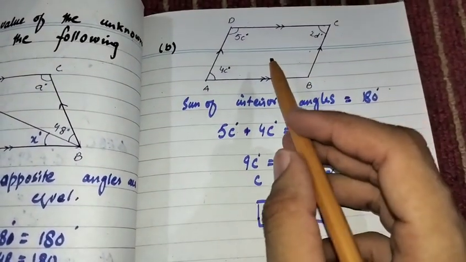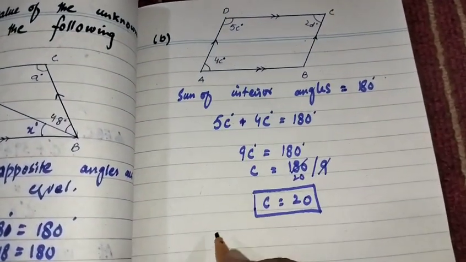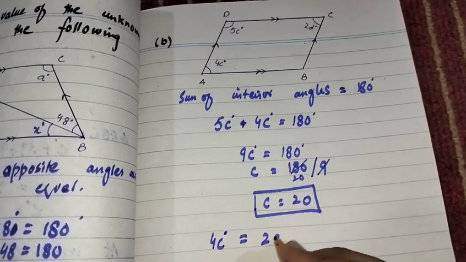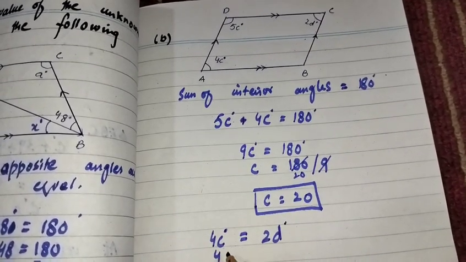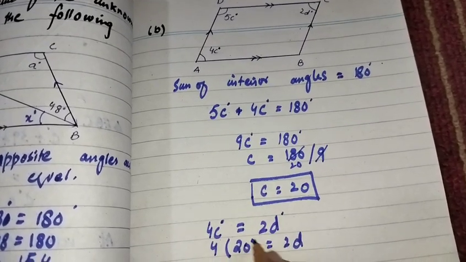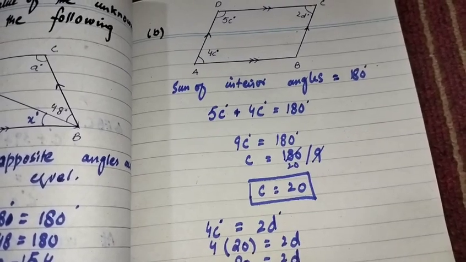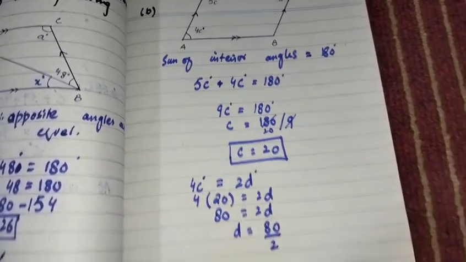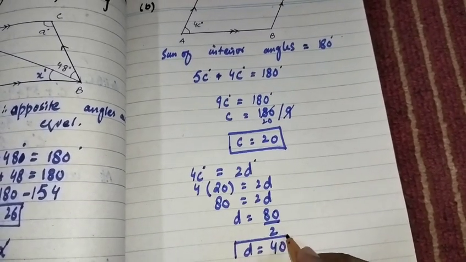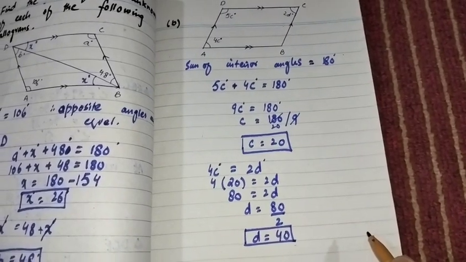Second, in a parallelogram the opposite angles are equal. It means that 4c must be equal to 2d. So the angle which is 4c must be equal to the angle 2d. So 4 times the value of c, 20 degree, will be equal to 2d. So 4 twos are 8, 80 is equal to 2d. So the value of d will be 80 divided by 2. So d is equal to 40. So there are two unknowns in the second part, c and d. C is 20 and d is 40.